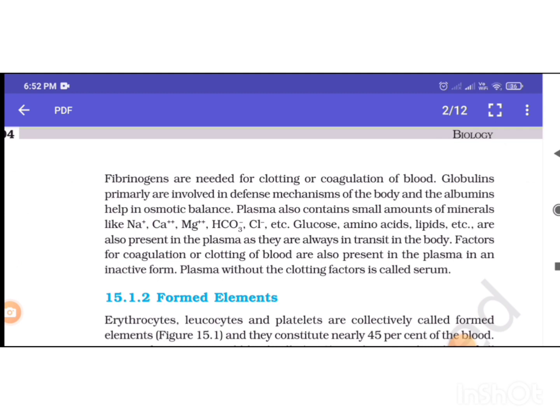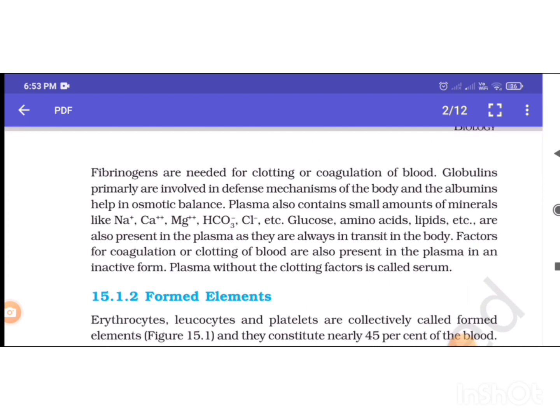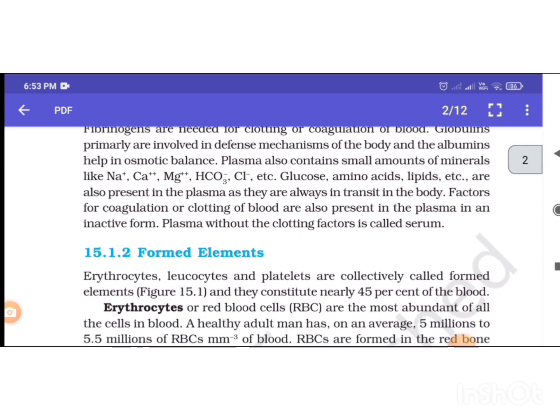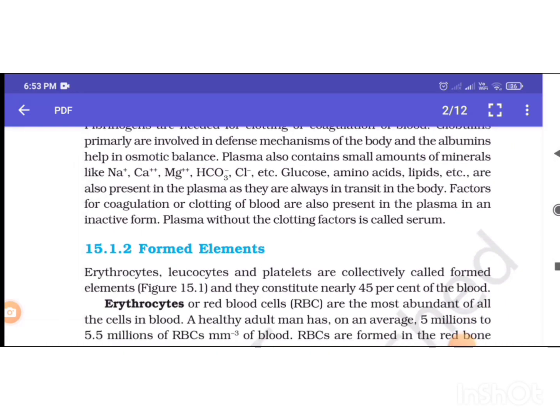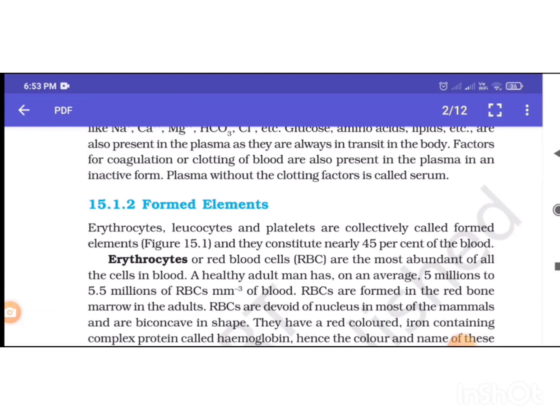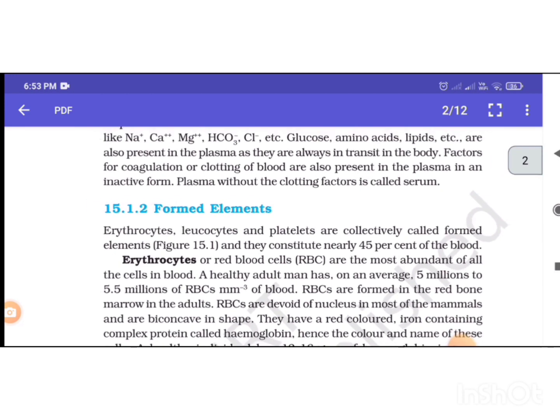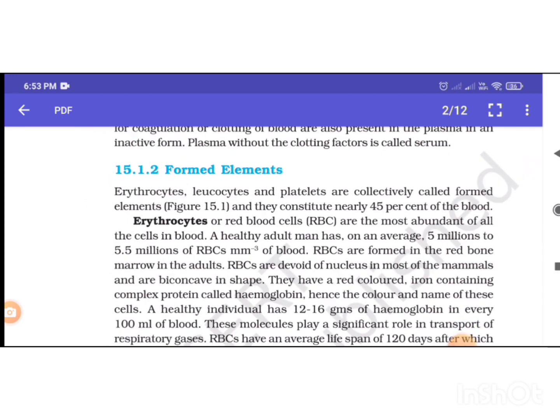Plasma also contains small amounts of minerals like sodium, calcium, magnesium, bicarbonates, and chlorine, etc. Glucose, amino acids, lipids, etc. are also present in plasma as they are always in transit in the body. Factors for coagulation or clotting of blood are also present in the plasma in an inactive form. Inactive form is important. Plasma without the clotting factors is called serum. Then moving on, formed elements.